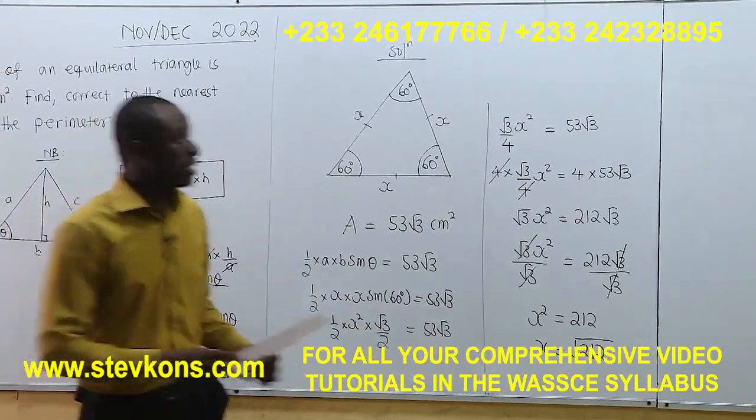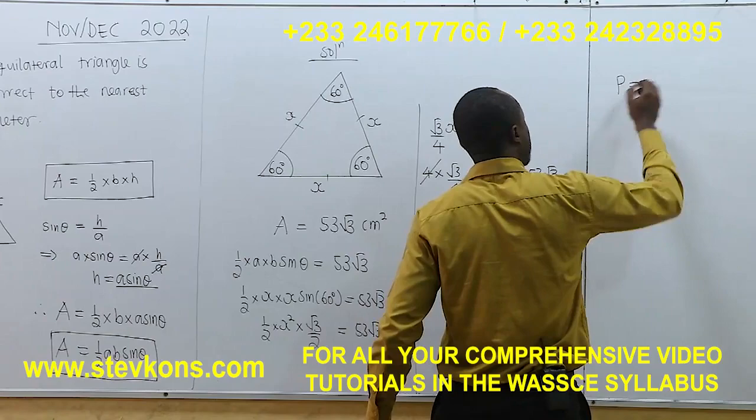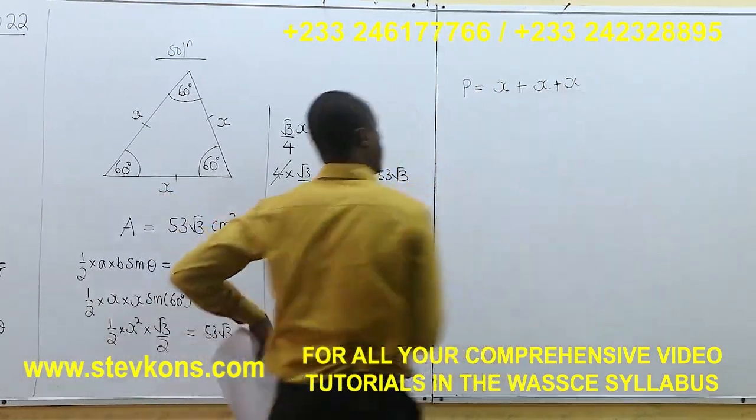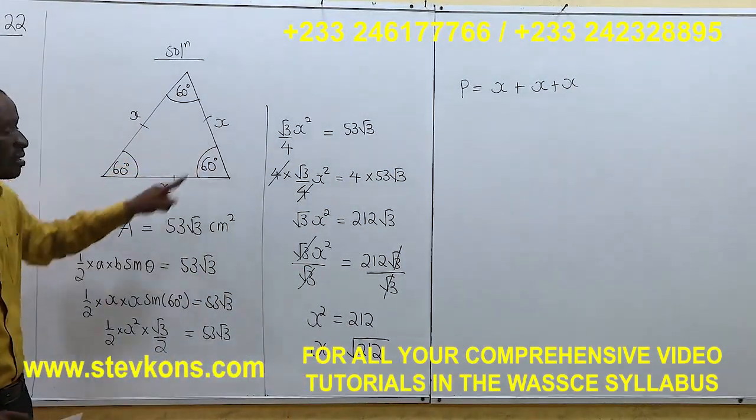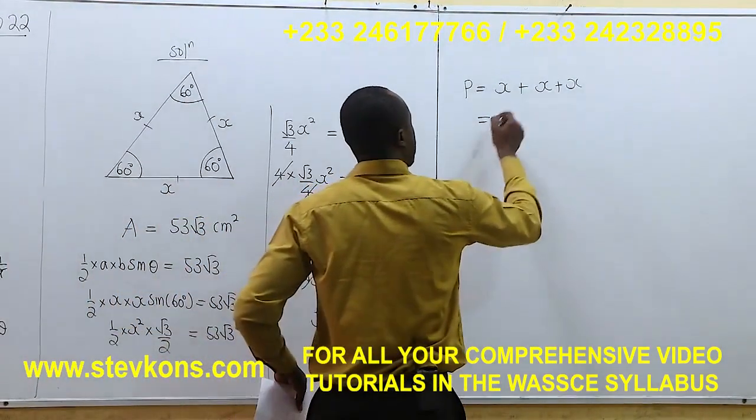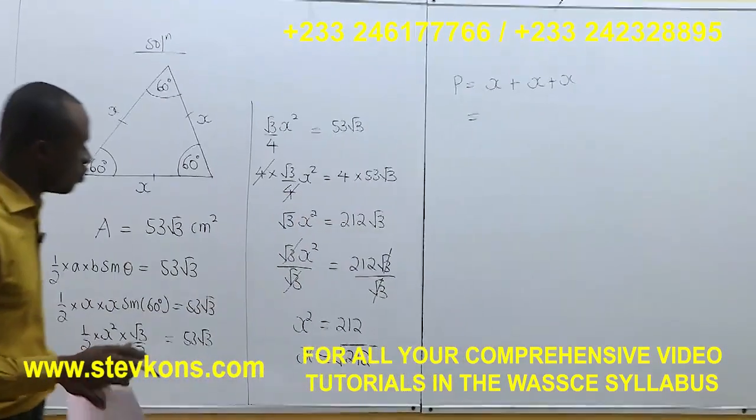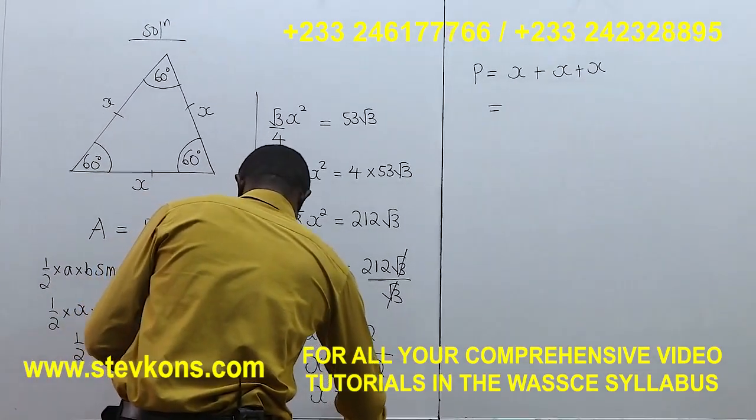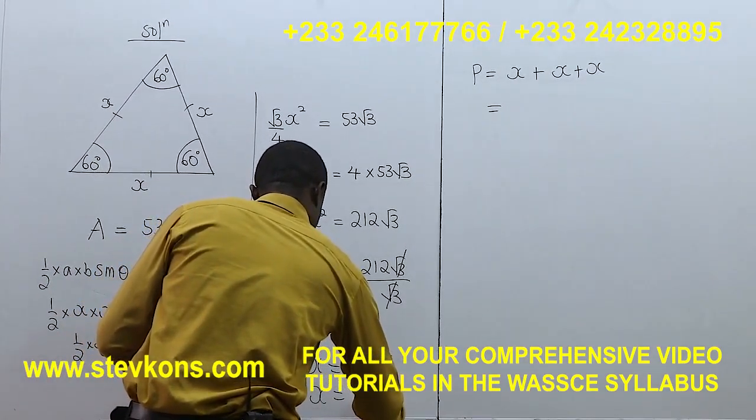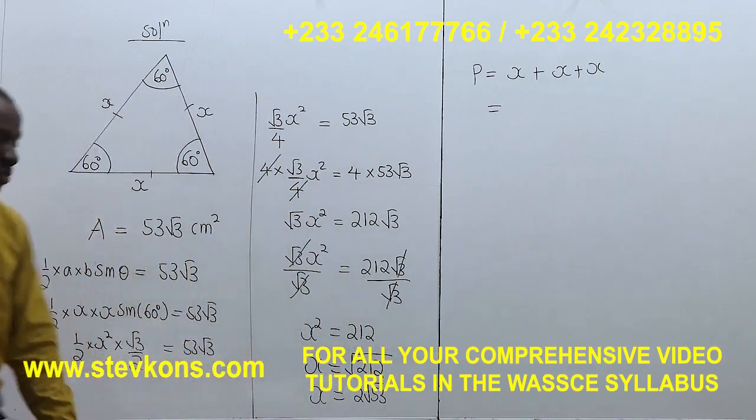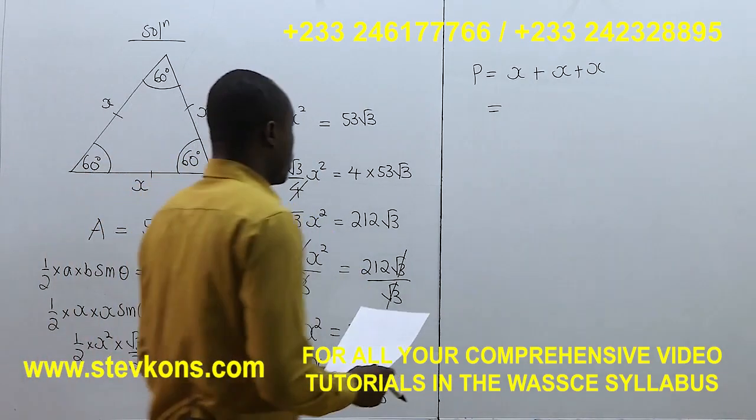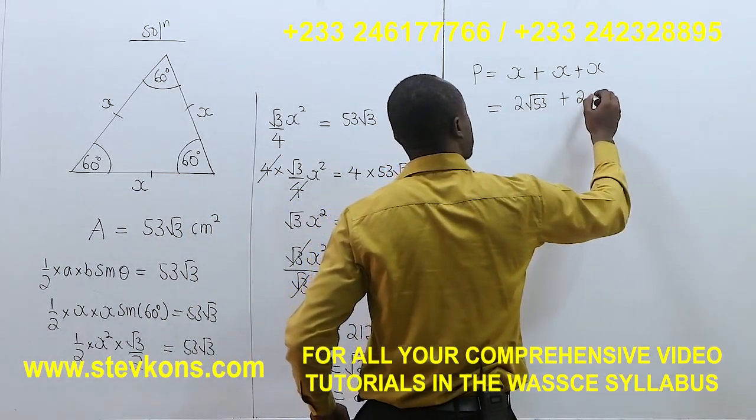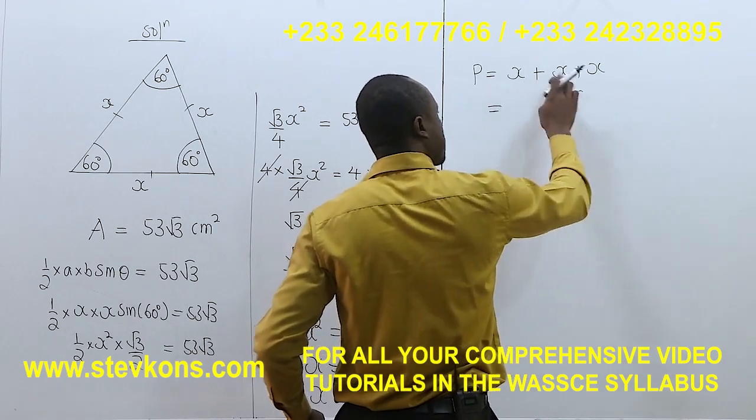Now we want to find the perimeter. We know perimeter is the total distance around a figure. So here we have x plus x plus x. Now, what is our x? Our x is root 212, and punching it on our calculator, x is the same as 2 root 53. So we have 2 root 53 plus 2 root 53 plus 2 root 53.